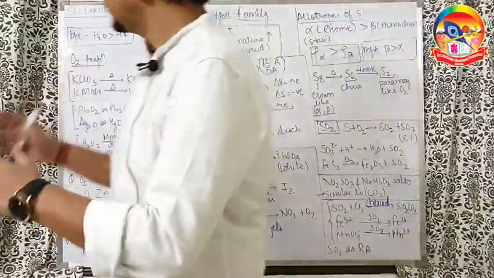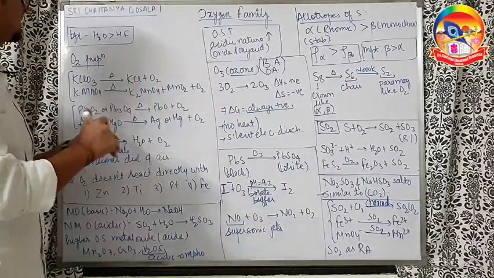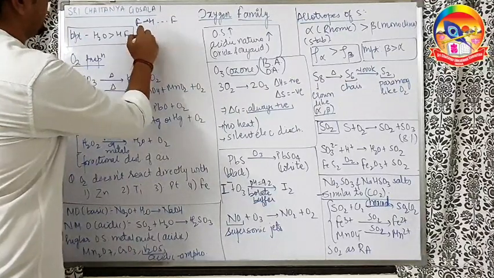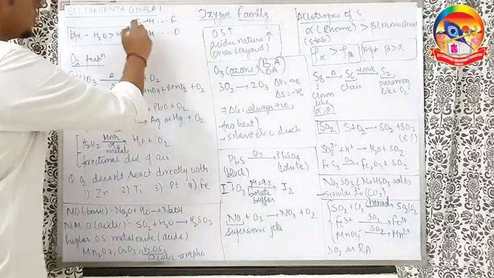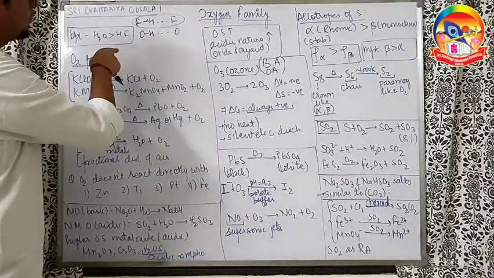So boiling point of water versus HF, the boiling point of water is more. What happens if we compare the F-H...F and O-H...O? These are two hydrogen bonds. So this hydrogen bonding is stronger, but still the boiling point of water is more than HF.